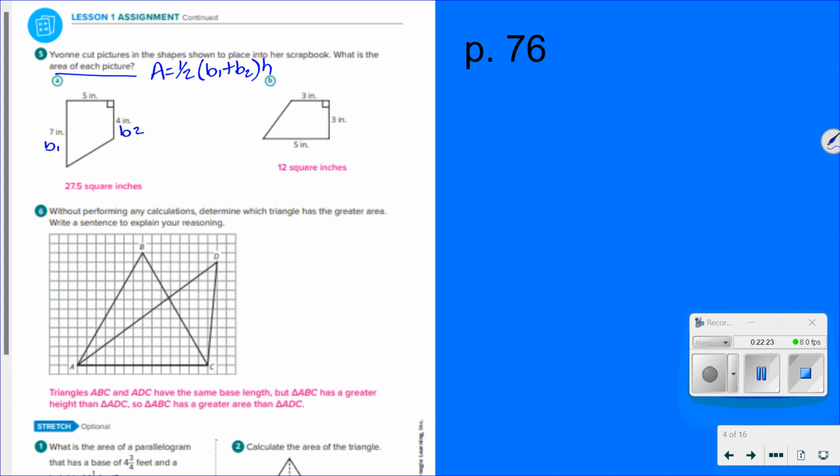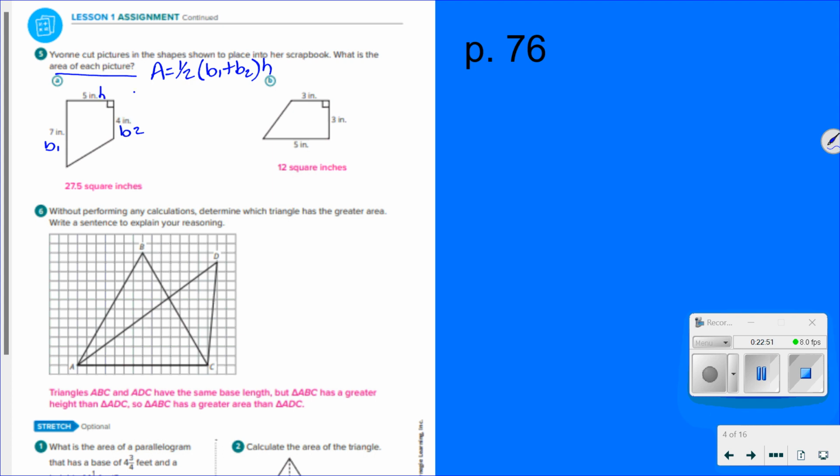All right, so what would my 5 inches be? If I've labeled my bases, I've got base 1 being 7 inches, base 2 being 4 inches. My 5 inches is what? Yes, it's our height. So our 5 inches is going to be our height.